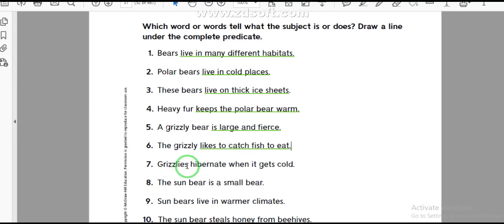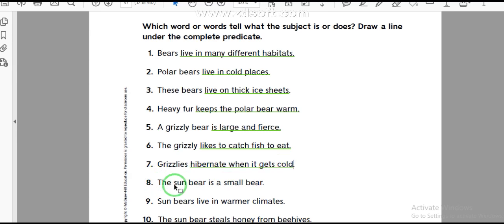Number seven, grizzlies hibernate when it gets cold. What did they say about grizzlies? What's happening? They hibernate when it gets cold, right? This is the complete predicate. Hibernate, I told you, means sleep for a long time. So they sleep for a long time when it gets cold.